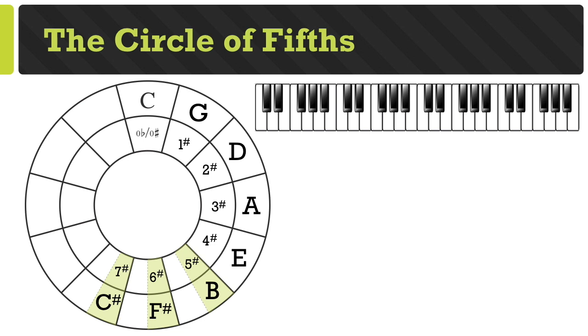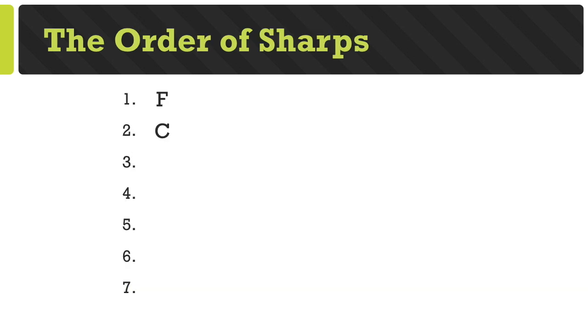Let's have another look at the order of sharps. That is, the order sharps were added to the scales as we made our way through the circle of fifths. If a scale contains two sharps, the two notes at the top of this list will be the notes that get the sharps. If a scale contains three sharps, the three notes at the top of this list will be the notes that get the sharps, and so on.